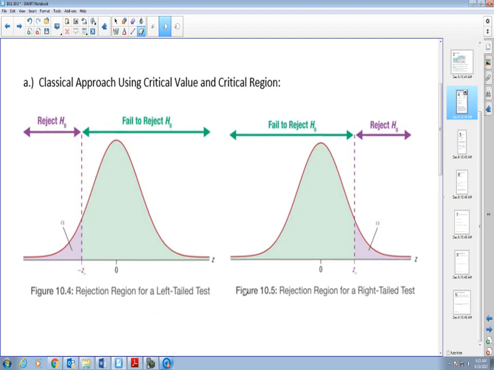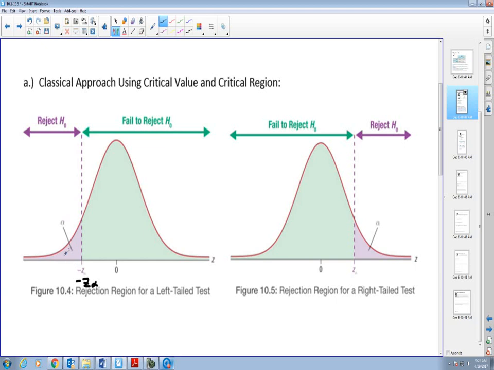I know this is kind of hard to see. See the alpha right here? This is a left tail test. This alpha is referring to the area under the curve on one tail. Notice, when I use a critical value, this negative z sub alpha is my critical value. I have to find the critical value first. If my test statistic falls into the left tail, then we will reject the null hypothesis.